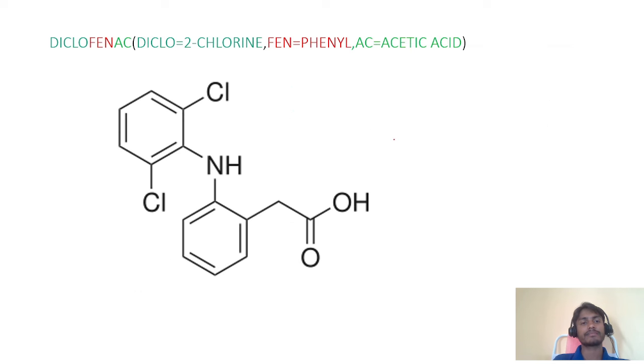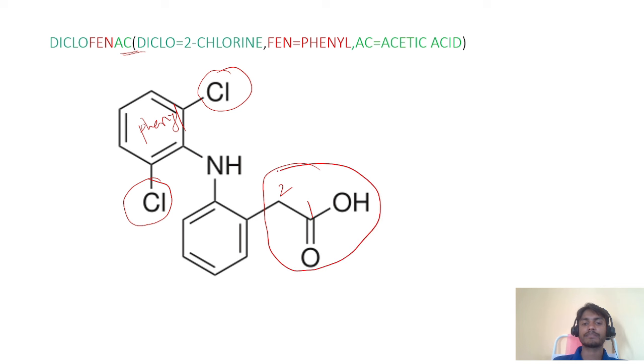Next, diclofenac. So here diclo is nothing but two chlorines, 1 and 2 chlorine is there. Phen is nothing but a phenyl group. This is a phenyl group. Next, AC is nothing but acetic acid, 1 and 2. So acetic acid. Like that the structure is.